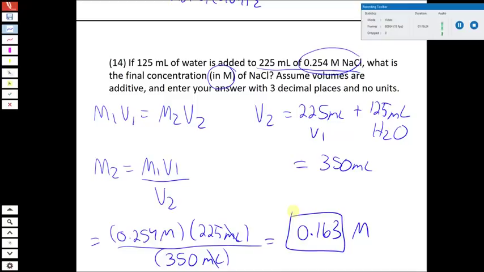All right, so again, M1V1 equals M2V2, relatively simple. You have to make sure in this case that we didn't gloss through things too quickly and realize that our final volume is actually a sum of the volume we started with plus the volume of water that we added. All right, questions? Okay.